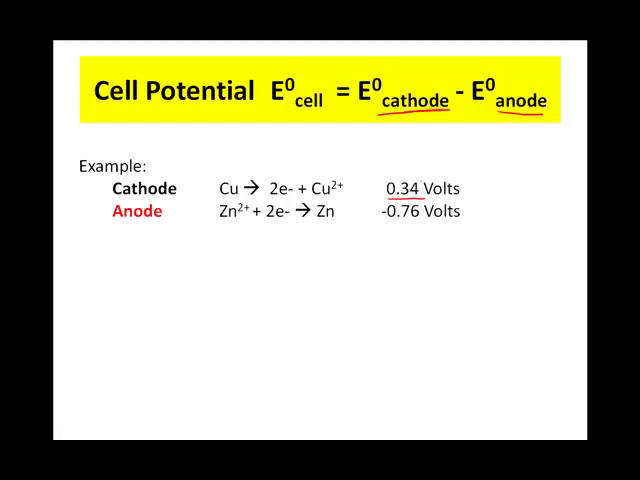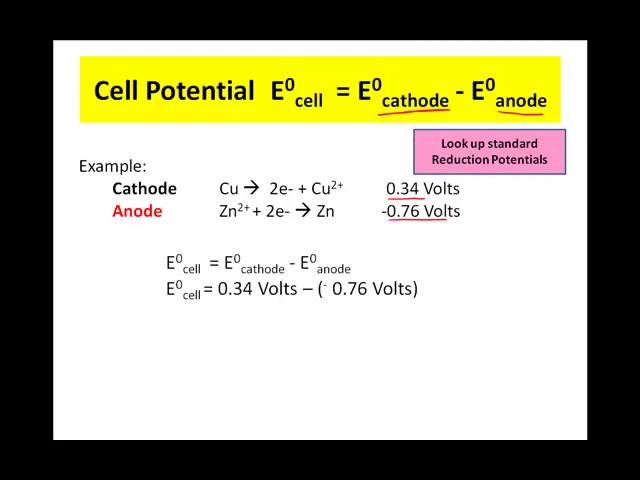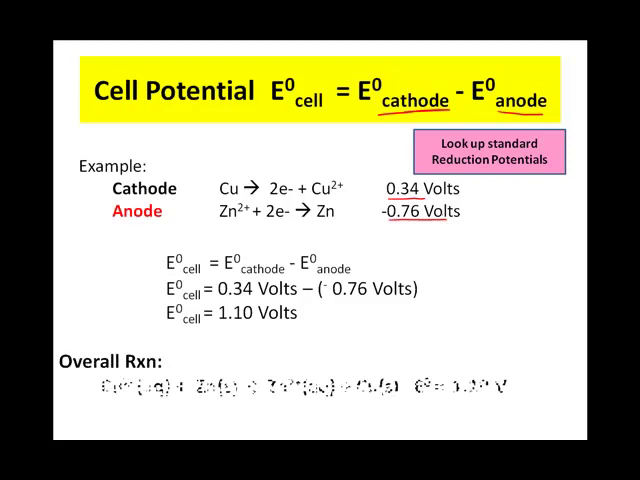And at the anode, we have negative 0.76 volts. When we take a look here, we look up these standard reduction potentials, and we subtract these two numbers from each other. We get a total voltage of 1.1 volts, okay, which is the potential energy driven by the movement of these electrons. So the overall reaction here is written as follows, where we have our standard electrical potential of 1.1 volts.